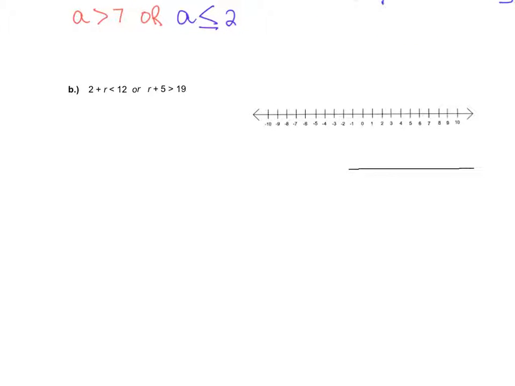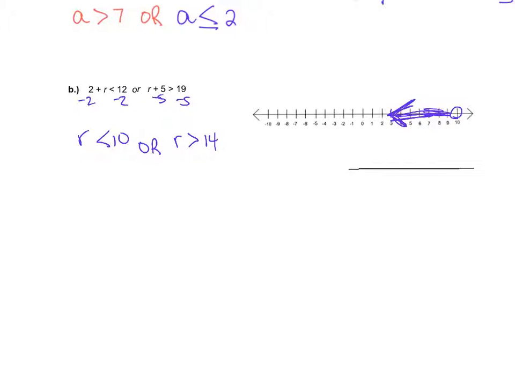Another or. Now we're going to -2, and you're going to get r is less than 10. Or subtract 5. r is greater than 14. Both of them are open circles because it does not have an or equal to. Go to 10, open circle, less than 10.